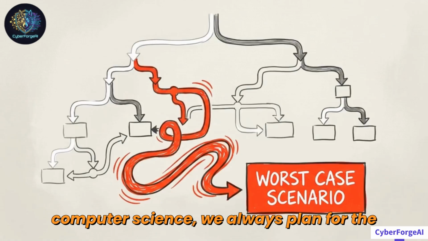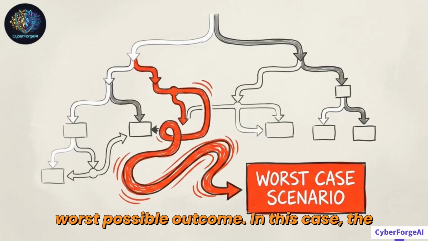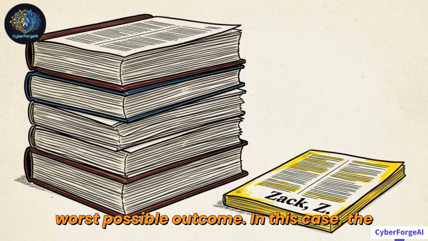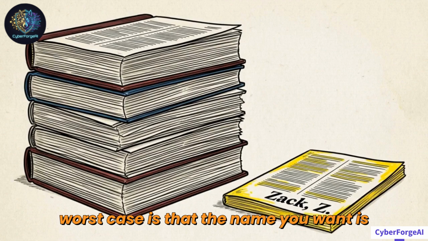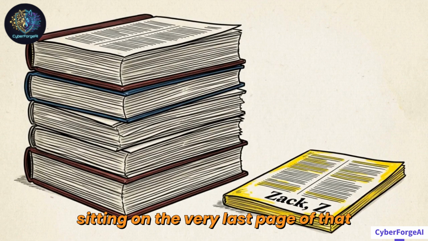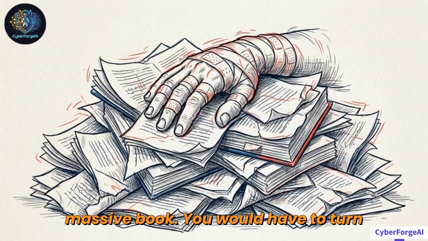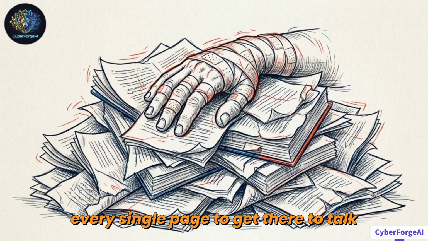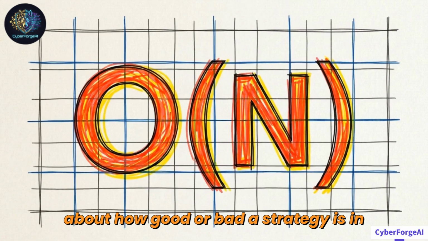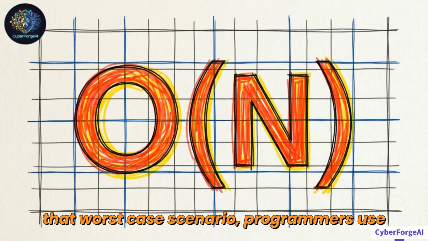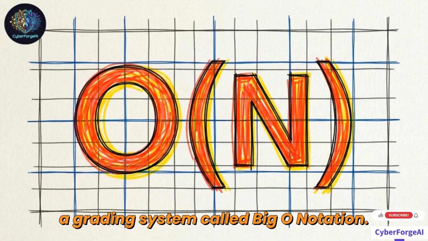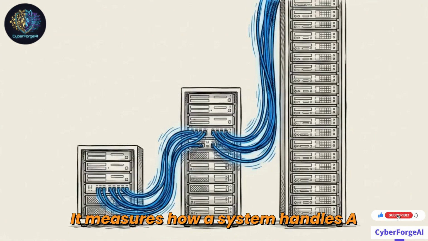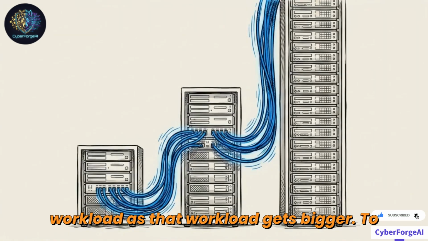In computer science, we always plan for the worst possible outcome. In this case, the worst case is that the name you want is sitting on the very last page of that massive book. You would have to turn every single page to get there. To talk about how good or bad a strategy is in that worst-case scenario, programmers use a grading system called Big O notation. It measures how a system handles a workload as that workload gets bigger.